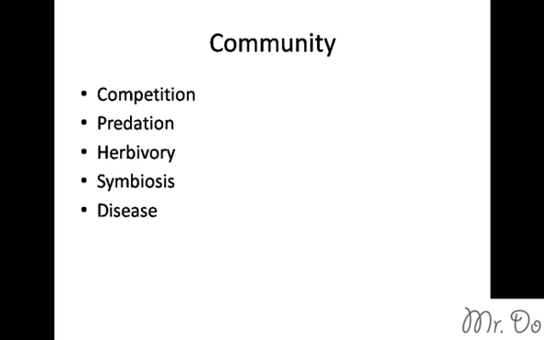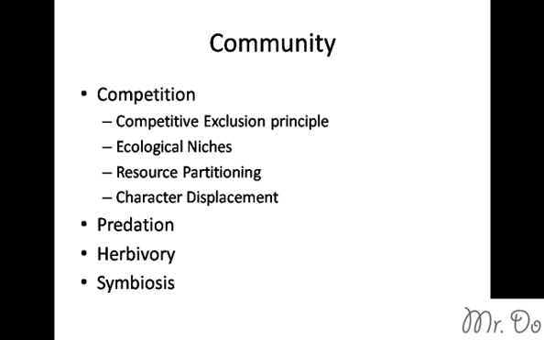In a community, when different species live together and they interact, there has to be good and bad things and different types of interaction. There are 5 types of interactions: competition, predation, herbivory, symbiosis, and disease. Under competition, there are 4 subcategories: competitive exclusion principle, ecological niches, resource partitioning, and character displacement. For this video, we're going to focus on ecological niches.